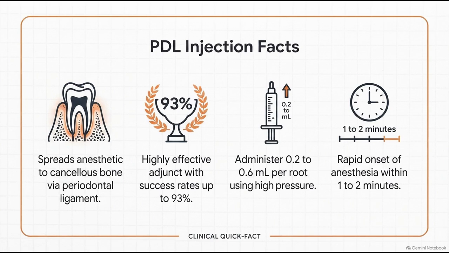You're using high pressure to literally force the anesthetic down through the periodontal ligament space directly into the cancellous medullary bone around the tooth apex. And it works brilliantly. Success rates jump up to about 93% upon reinjection. It requires precision, though. You only need to administer 0.2 to 0.6 milliliters per root using really firm, high pressure. And the best part? The onset is lightning fast, usually kicking in within 1 to 2 minutes.